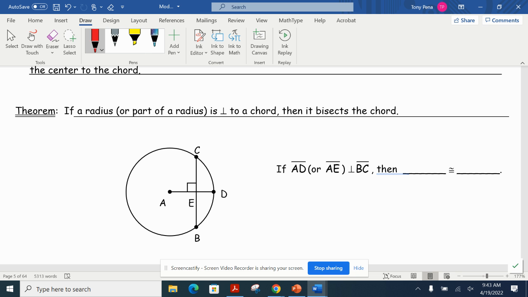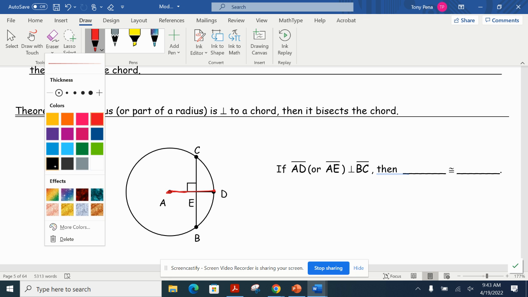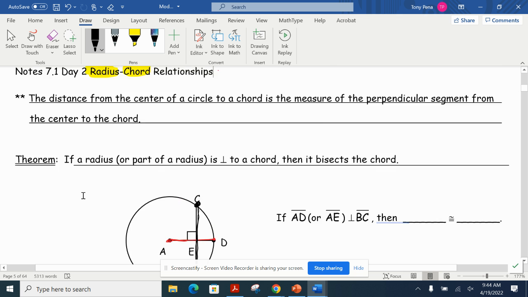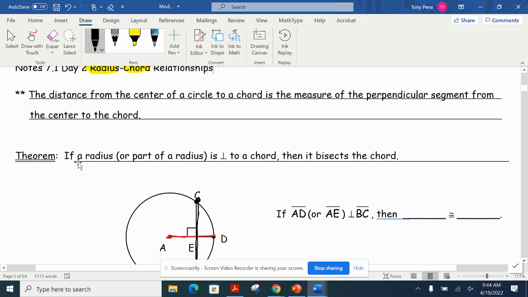If we look at this figure here, this is your radius. It's always got to extend from the center out to the circle. And then a chord has two endpoints that are on the circle, and then they're just connected to each other. So when we start talking about radius chords relationship, this is a radius, this is our chord, okay? There's some theorems then.